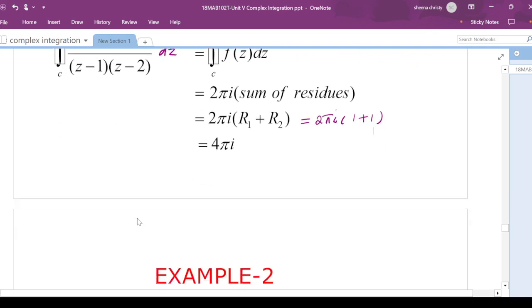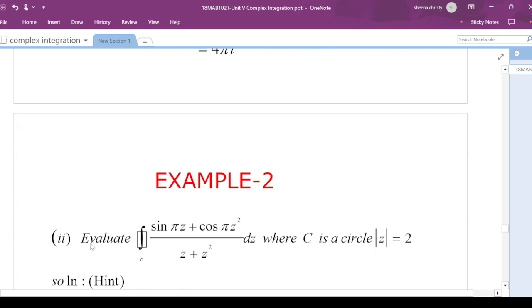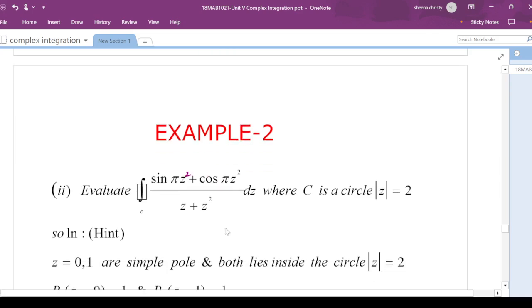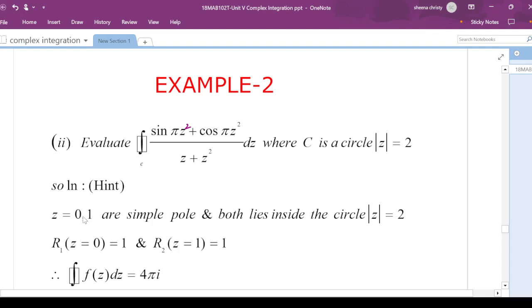Now next we'll move on to the second problem. Evaluate the contour integration of (sin pi z square plus cos pi z square) divided by (z plus z square), where C is a circle with mod z equal to 2. Here I have given the hint. The poles of f(z) are z equal to 0 and minus 1.